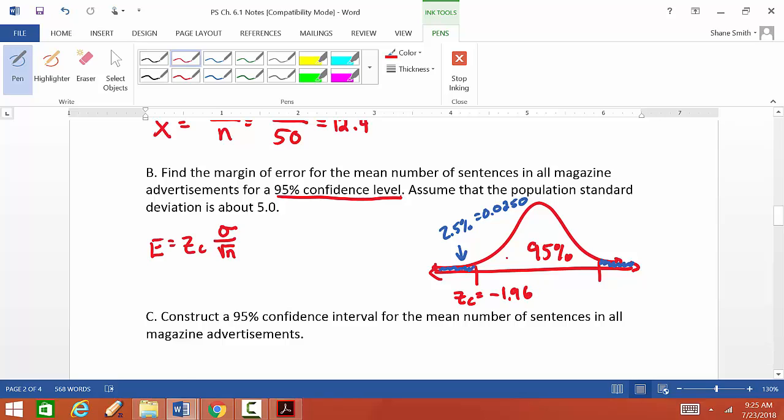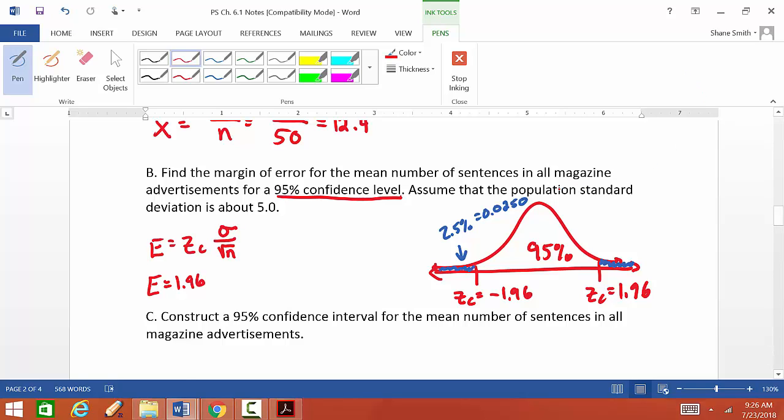Negative 1.96. Now, because it's actually two z-scores, 1.96 and negative 1.96, because it's symmetric and you're adding and subtracting the margin of error. So even though it's negative 1.96 when I look it up, I'm actually going to use 1.96 in my calculation, and then that way I can just add and subtract it later, times the sigma over the square root of n.